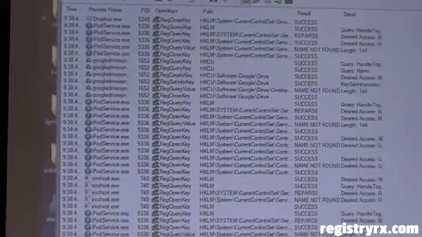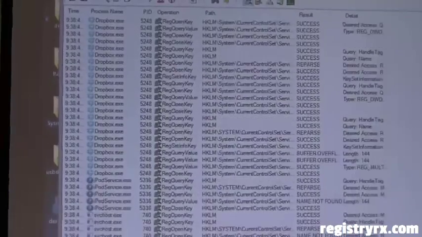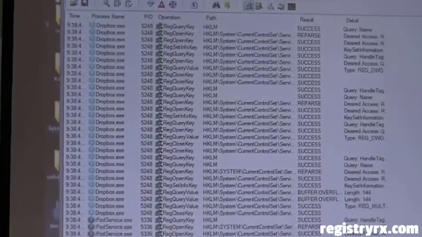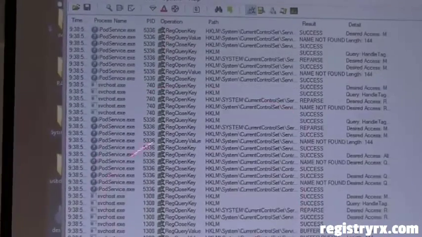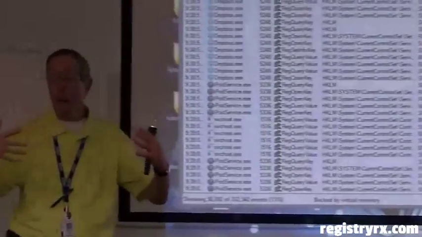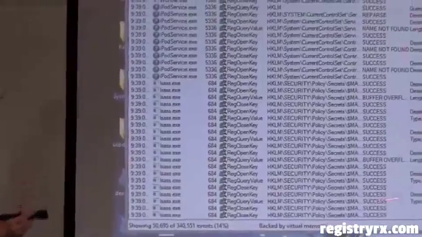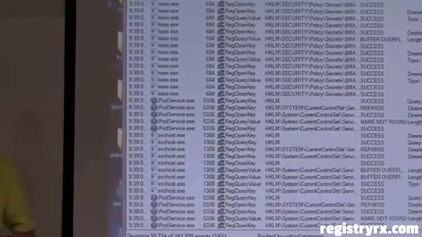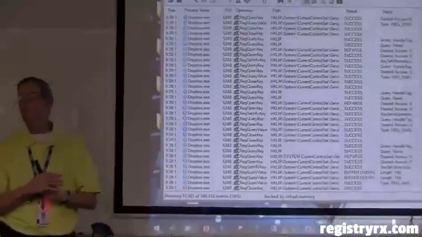So what do you think? The registry's kind of doing this, yeah? No, it's very, very busy. It is cranky. And that's exactly what's happening to your registry all the time. Applications, kernels, drivers, software, everybody is hammering, reading and writing, and you can look, it's very complicated. The registry is the database that is the heart of the Windows operating system.